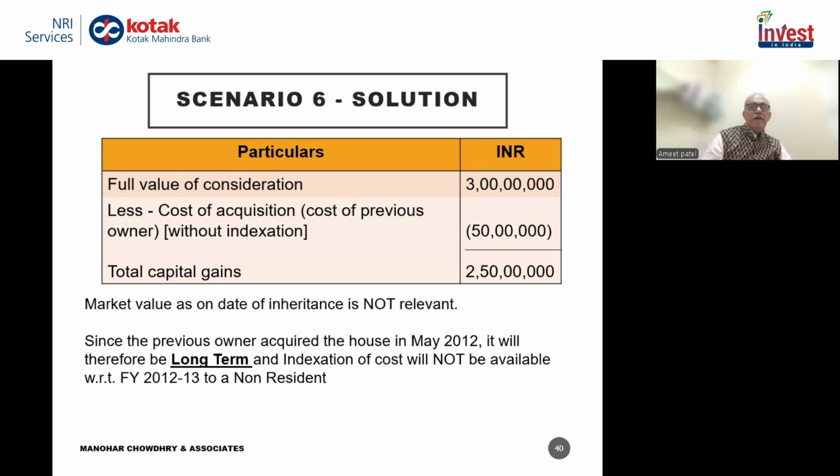The fair market value as on the date of inheritance is not relevant. What is relevant is the original cost of acquisition in the hands of the earlier owner, 50 lakhs. Sale consideration 3 crores, 3 crore minus 50 lakhs, 2.5 crores. So 2.5 crores will be long-term capital gains in his hands because the property was acquired in 2012. 2012 to 2024 is more than 24 months, therefore long-term. So 12.5% would be the tax on 2.5 crores.